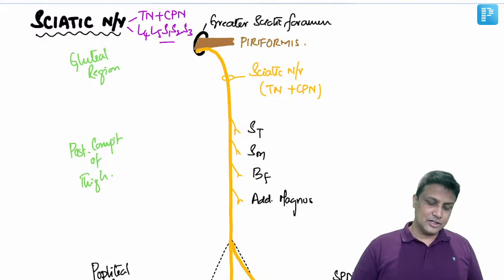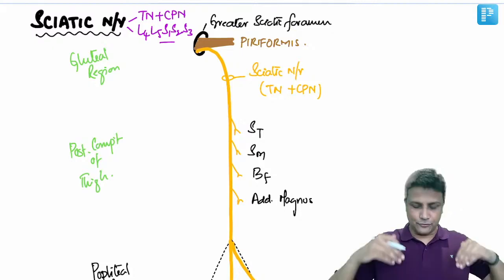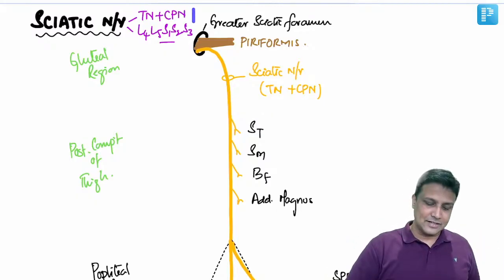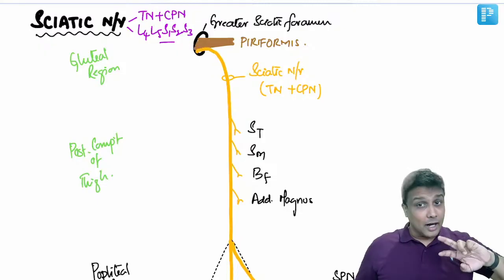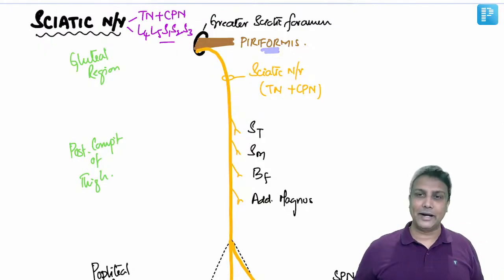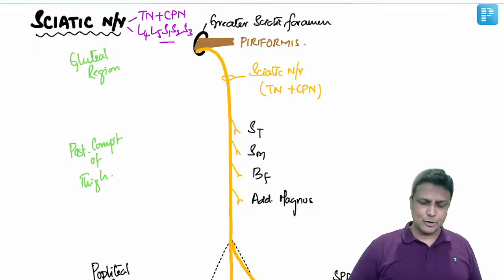Now, first of all, the sciatic nerve exits from which foramen? The greater sciatic foramen. So from the pelvis, it goes back into the gluteal region via the greater sciatic foramen. Above the piriformis or below the piriformis muscle? Please remember it passes below the piriformis. As I told you, this is your sciatic nerve here. Yes, it will have two components, tibial and the common peroneal.